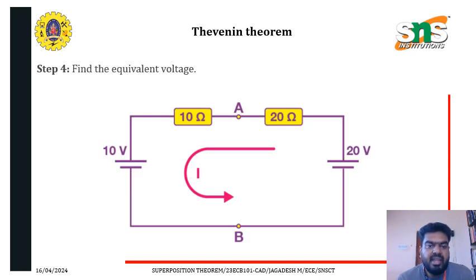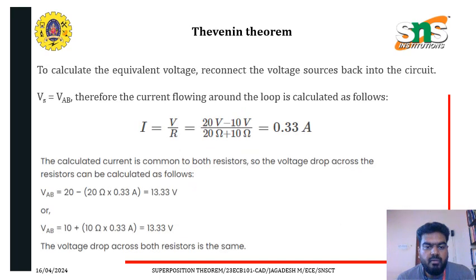And the next one, finding the equivalent voltage. For the equivalent voltage, we have to make a short circuit. By using the short circuit, we can find the value. First we have to find the current value, where the current is I equal to V by R. So we have a value of 0.33 amps, and finally we have to find the Thevenin voltage, that is VTh. The VTh value is 13.33 volts.